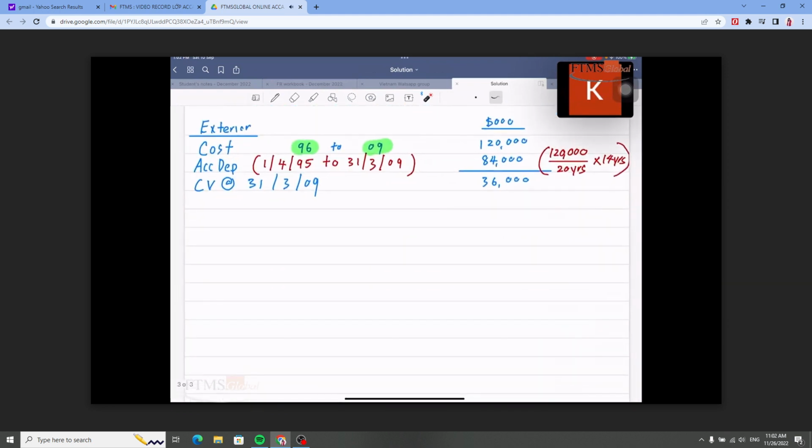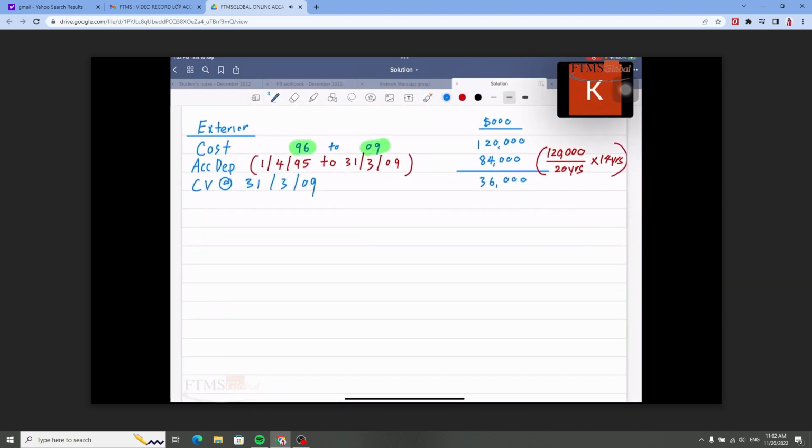Now we do interior. Okay, we do interior. So as I say, don't worry. If things happen in the middle of your accounting period, what you need to do is just to calculate the opening balance, right? So what we are going to do now is to calculate the opening balance.